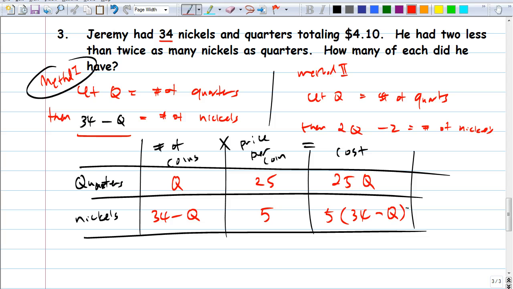Aaron, what do you think? 25Q plus 5 times 34 minus Q. Is that the equation? Equals, yeah, that's just part of it. Equals how much? 410. Should I write 4.1 or 410? 410, because everything is in terms of cents. Can we solve this? Go ahead, everybody try. Go ahead and solve. I'll wait. And help your group members if you're already done. Some of you are already done.